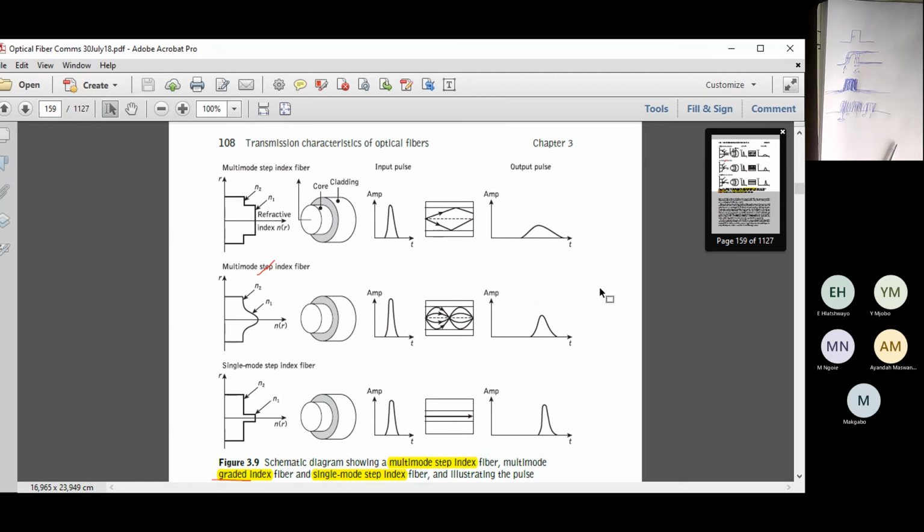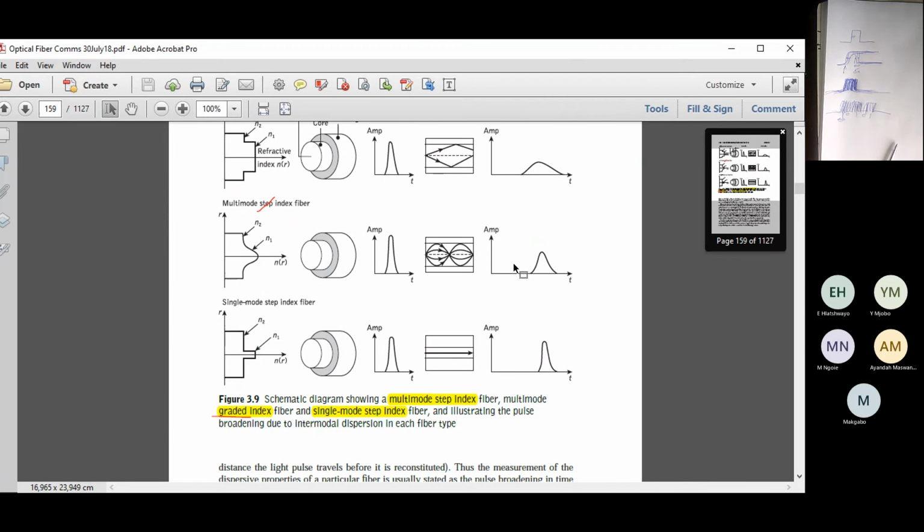This drawing is worth 10% of your year mark in the exam. 10%. Because one mark there, one there, one there, one mark there, and there. At least 10 marks for this picture. So you must know it, okay?